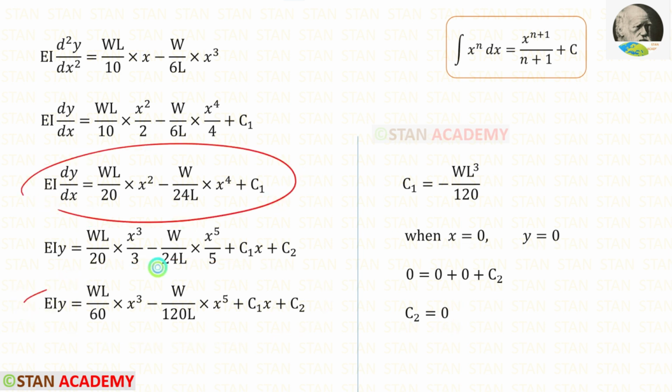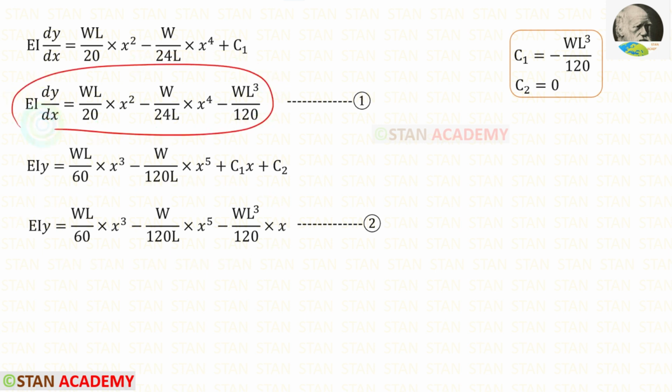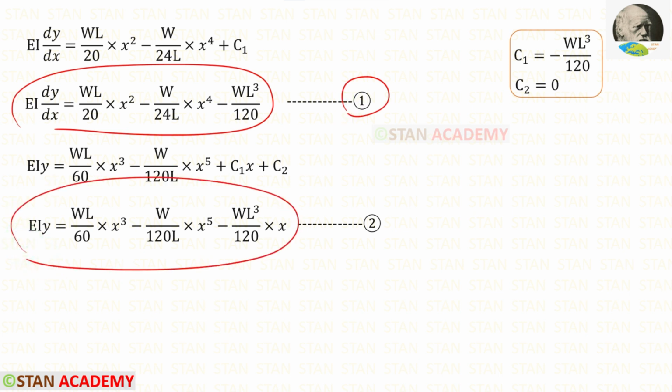In these two equations, let us apply the values of C1 and C2 so that we will get these two equations. This is the slope equation. Let us keep this equation as number 1, and this is the deflection equation. Let us keep this equation as number 2. Using these two equations, we can find the slope and deflection at any point of the beam.